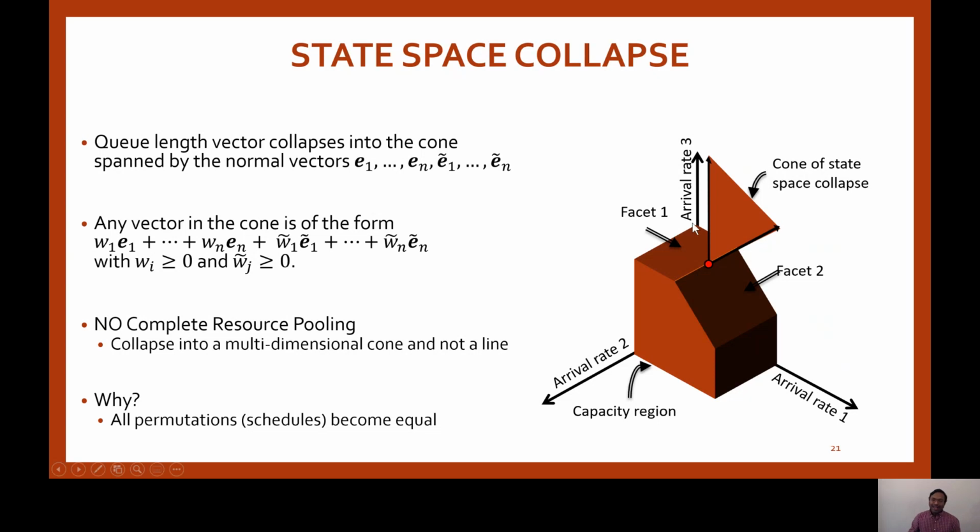OK, cool. So any vector in this cone can be written as a conic combination of these extreme vectors, which means that it's a linear combination where the weights are non-negative. Why do we have a collapse into this particular cone?